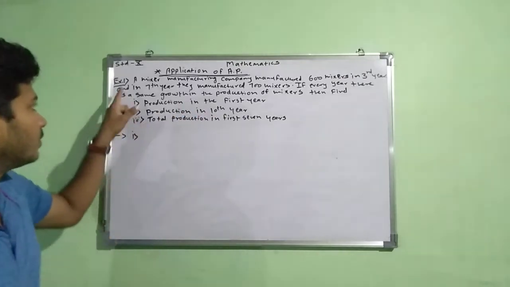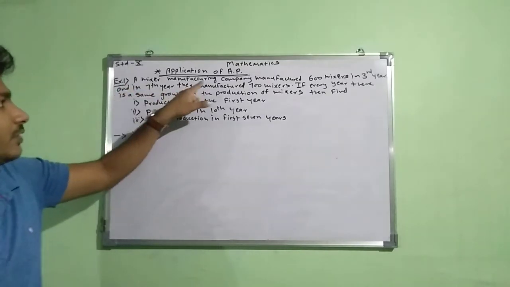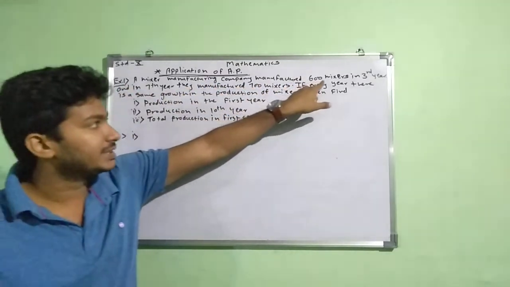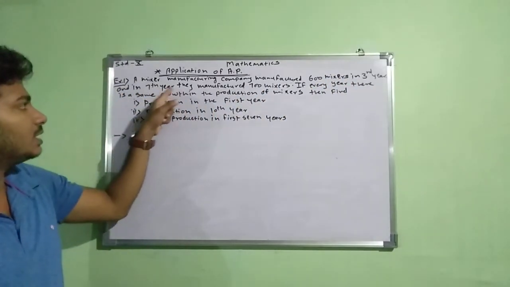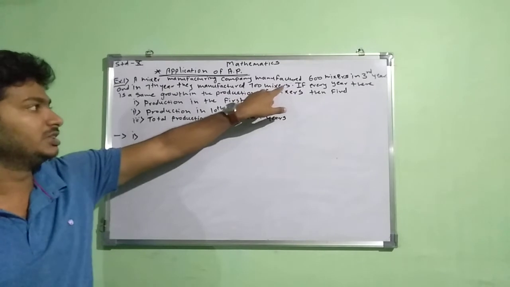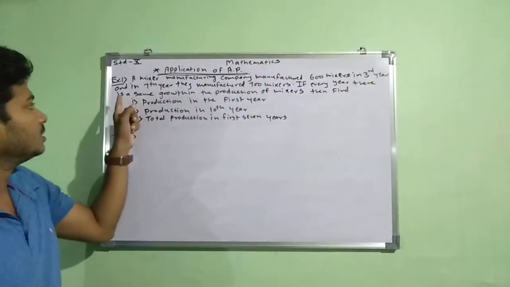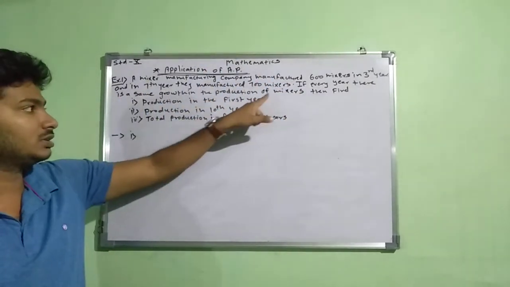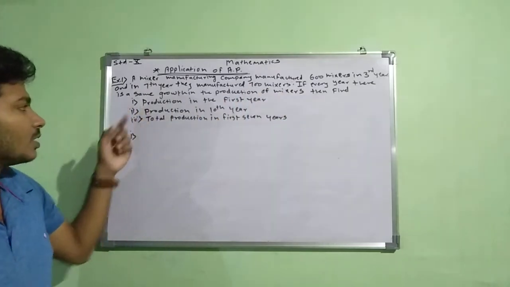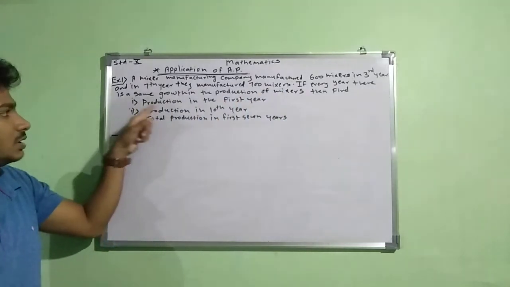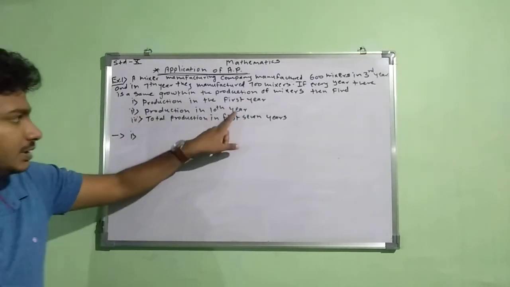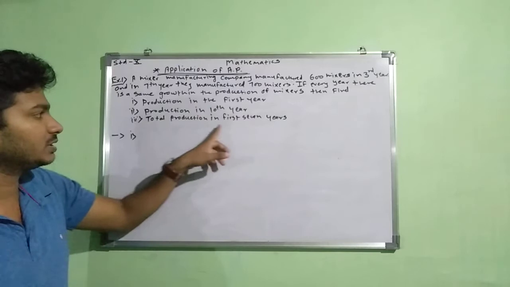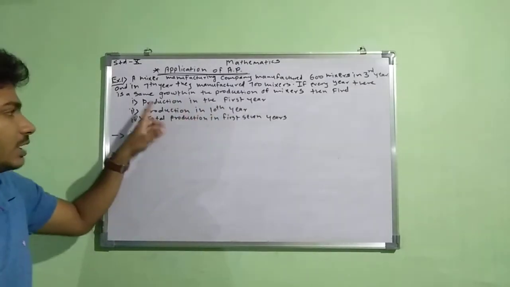In that, our first example is: a mixture manufacturing company manufactured 600 mixtures in the third year, and in the seventh year they manufactured 700 mixtures. If every year there is the same growth in the production of mixtures, then find three things. First, the production in the first year. After that, the production in the 10th year, and then the total production in the first 7 years. So we will solve that one by one.